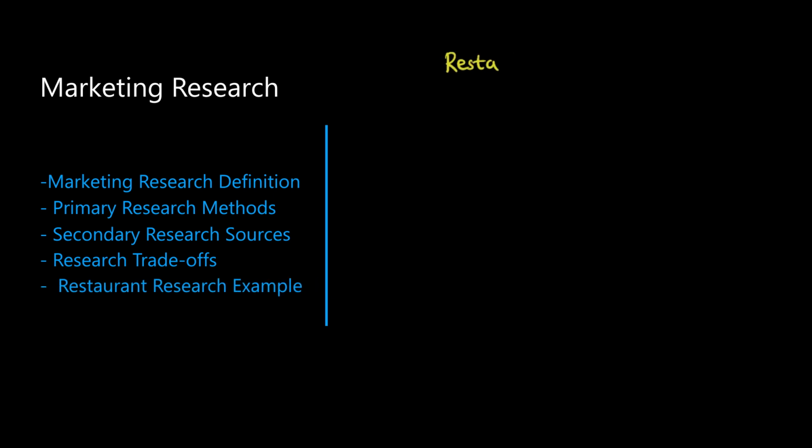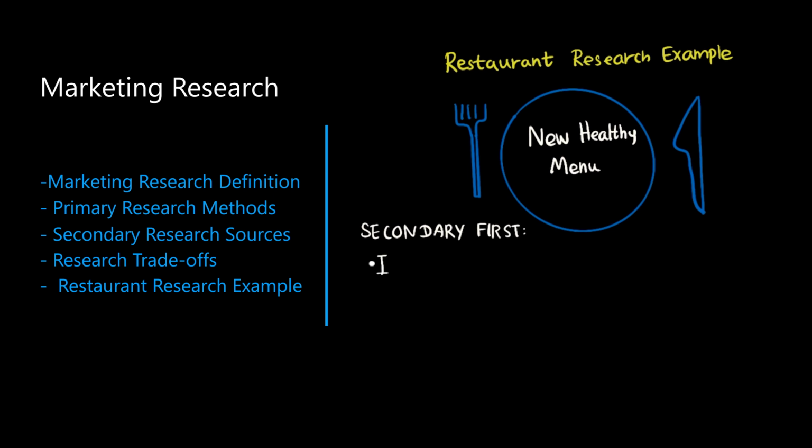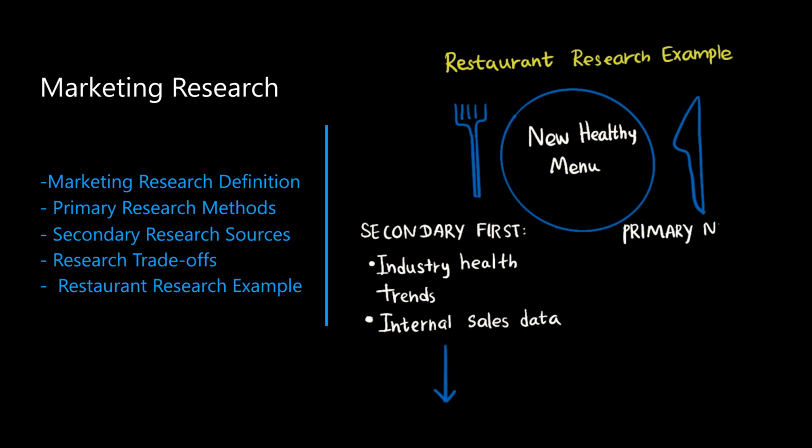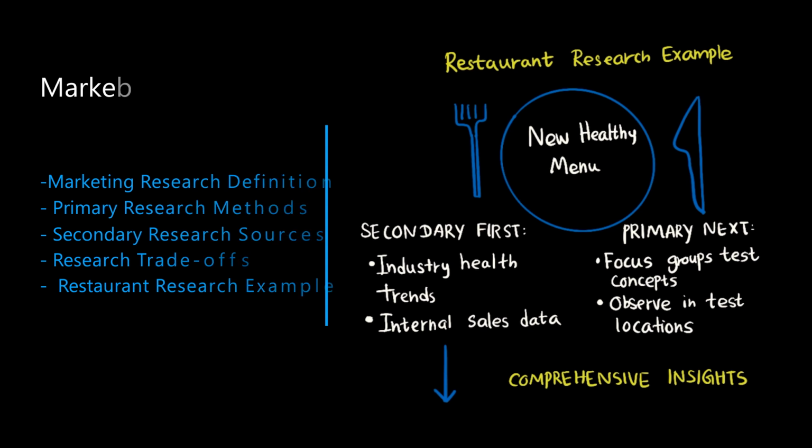Here's a detailed example. A restaurant chain considering a new healthy menu would start with secondary research, reviewing industry reports on health food trends and analysing internal sales data for existing healthy options. They might then conduct primary research through focus groups with target customers, testing menu concepts. They'd observe customer behaviour in test locations and survey satisfaction after launch. This multi-method approach provides comprehensive insights.